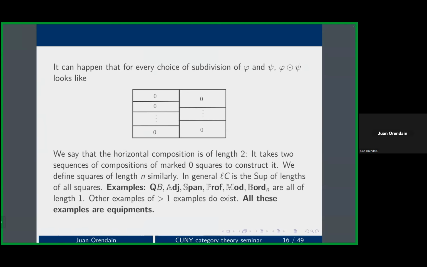now the double categories of vorticings all have length 1. So if you have two length 1 squares, you can always find a subdivision where, if they're horizontally composable, then the subdivisions will match and the horizontal composition will also be of length 1. All right. Now, there are examples of double categories of arbitrary length and of infinite length. But what do these examples have in common? Well, they're all equipments or framed bicategories. And I'll tell you what that is, but obviously the conjecture here would be that all equipments have length 1.